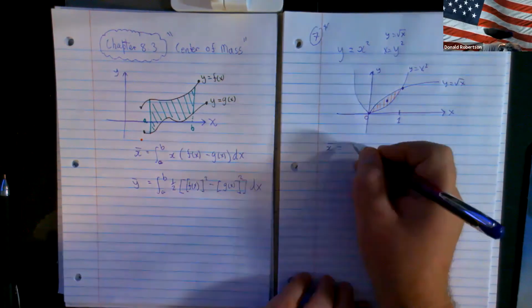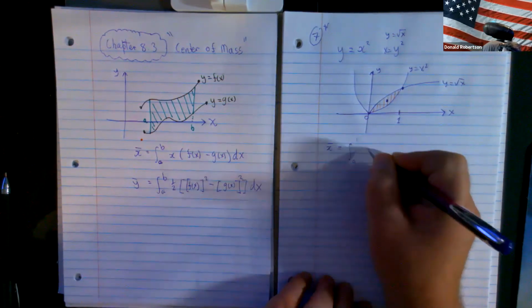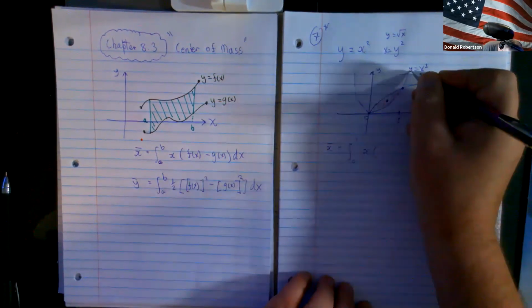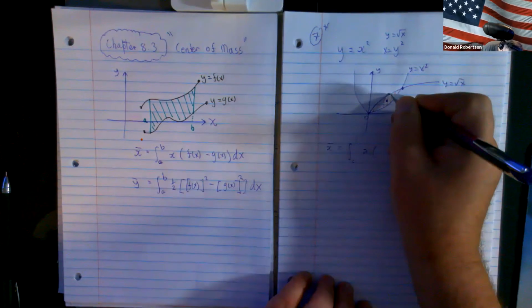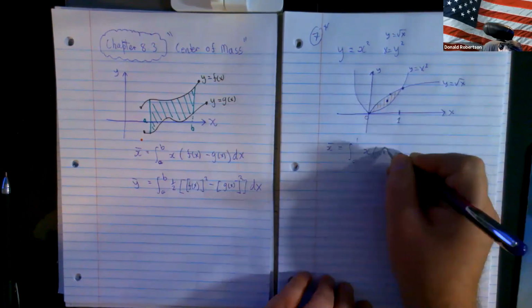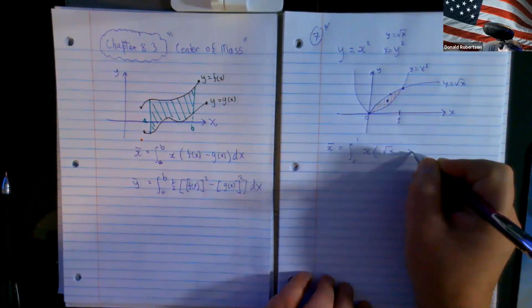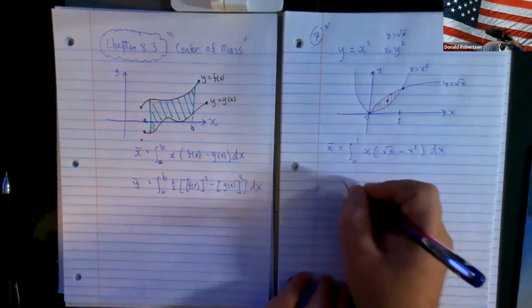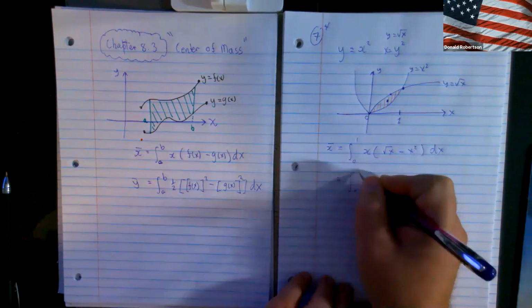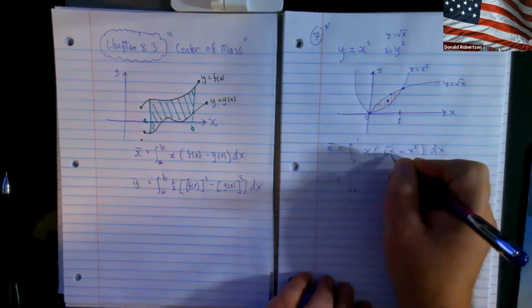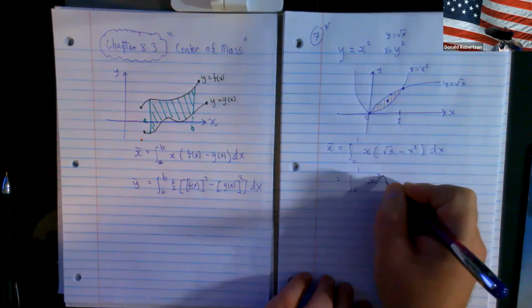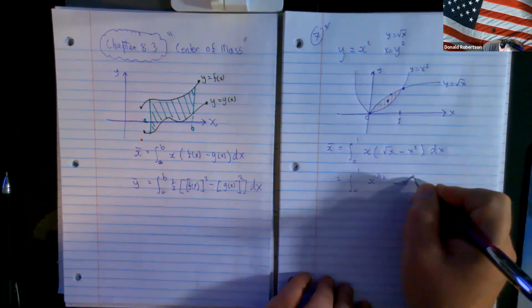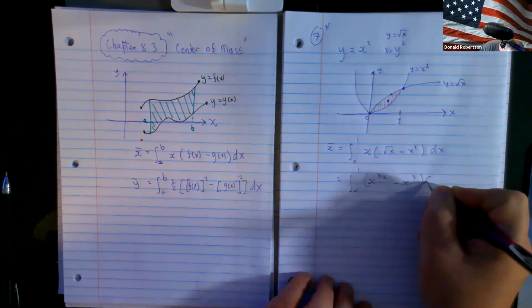x bar is the integral from 0 to 1 of x. This fella is higher than this, so it's actually the square root of x, take away x squared. That's going to be the integral from 0 to 1. Turn that into x to the half, and then distribute the x. You know, get that?